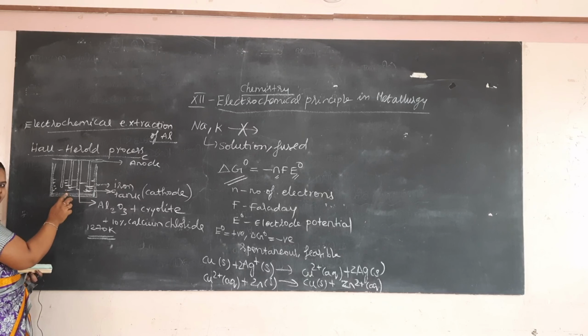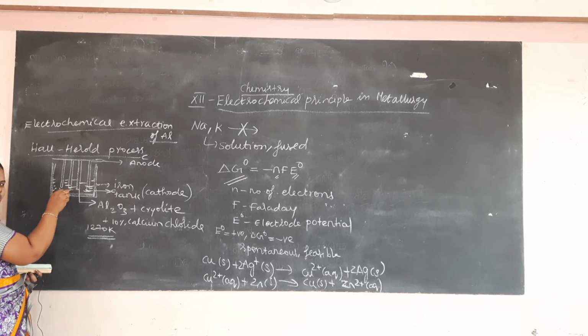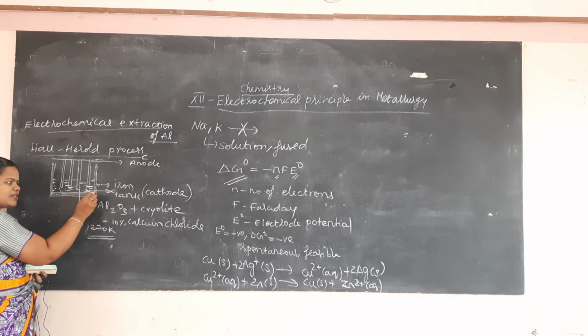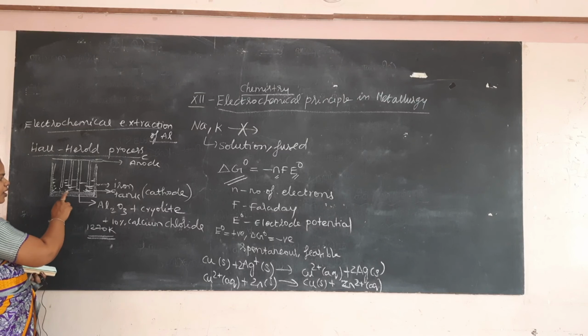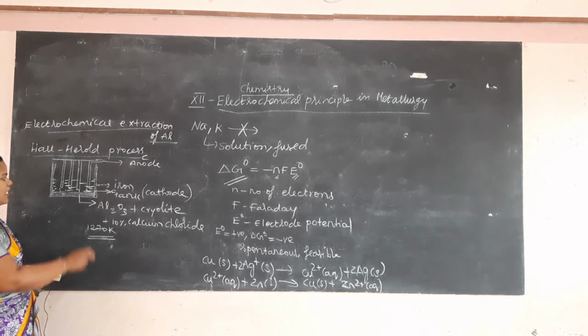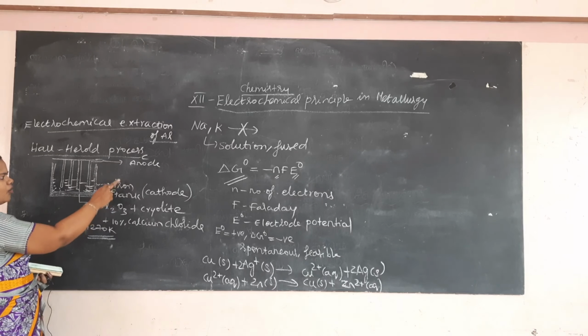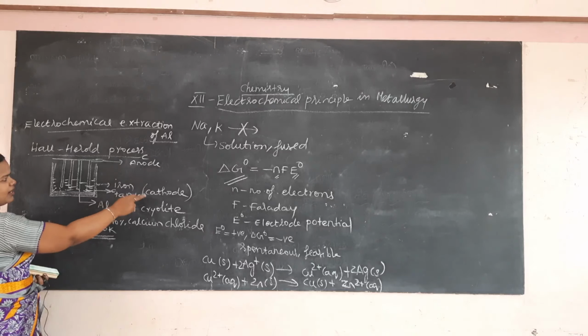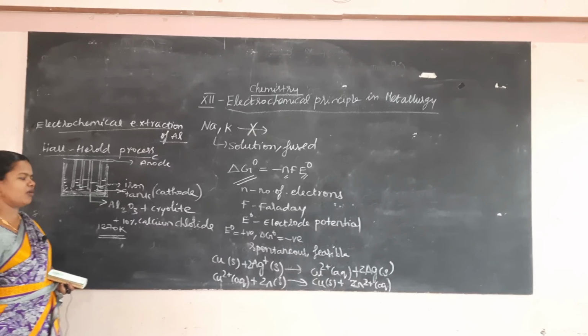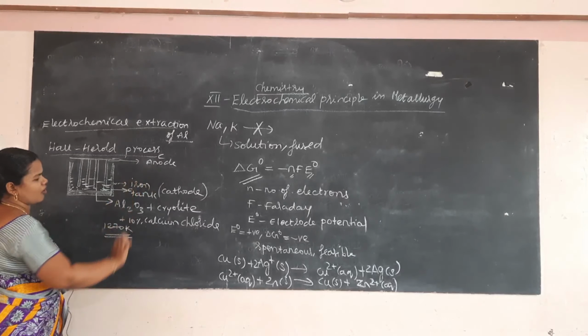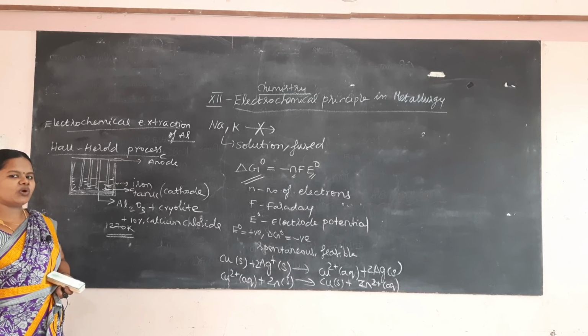The impure metal present in the anode will pass into the solution, and it gets deposited on the cathode. That is electrolysis. And then what happens? Here there is anodic oxidation and cathodic reduction. At the anode there will be loss of electrons, and at the cathode there will be gain of electrons. Anodic oxidation and cathodic reduction.